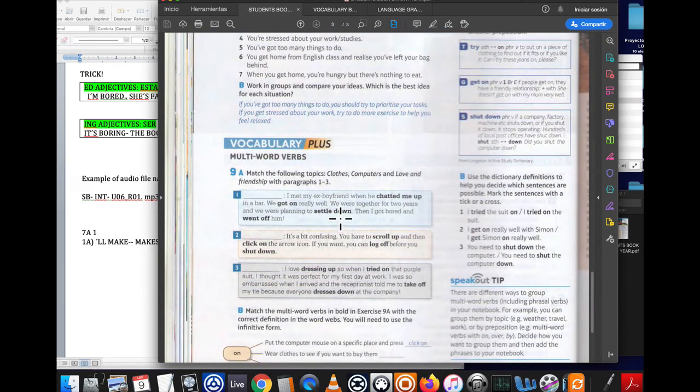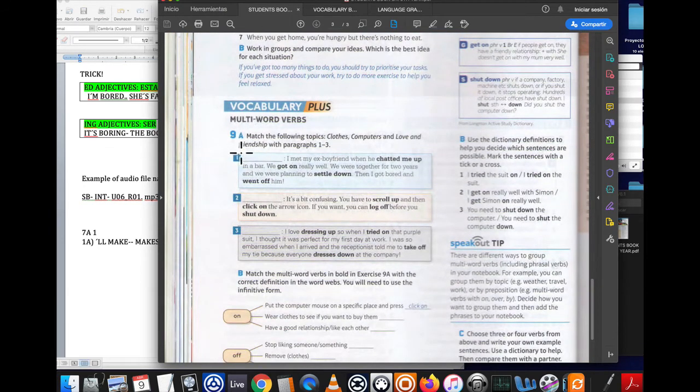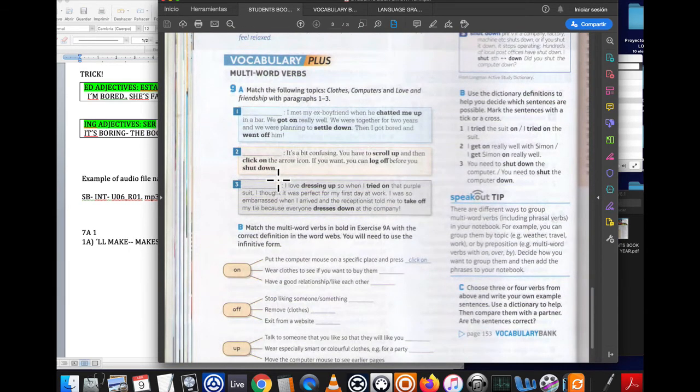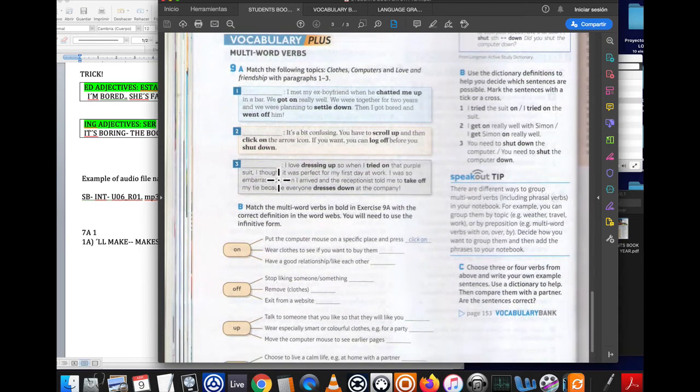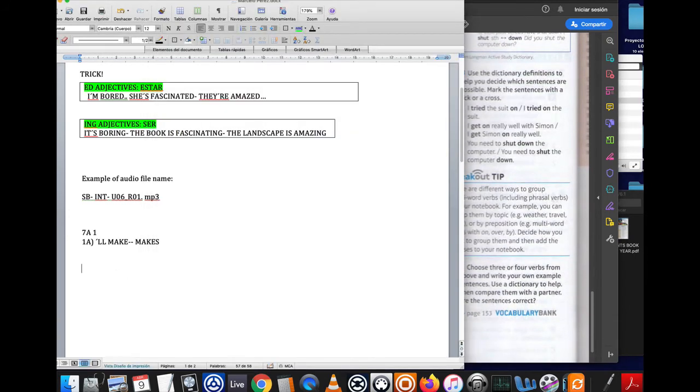Then we have a vocabulary plus, multi-word verbs. Multi-word is a phrasal verbs. Remember that we talked about the phrasal verbs. Phrasal verbs are verbs that change because they have a particle. Yes, phrasals. Phrasals are verb plus prepositions or adverbial particles. For example, get off. Off would be an adverbial particle here. Es una partícula adverbial. Okay? And the meaning of get changes.